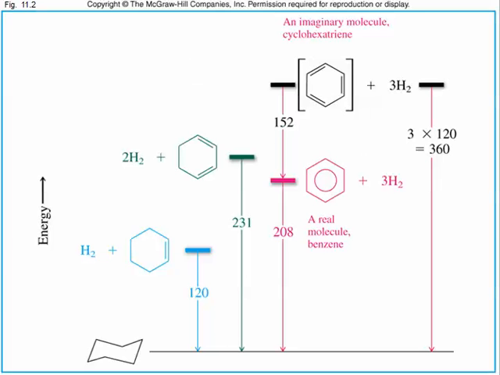I want to talk about benzene itself for a little bit, though. This diagram, figure 11.2 from your book, is to illustrate how benzene has a special degree of stability that's not normally found in alkenes that we might compare it to.